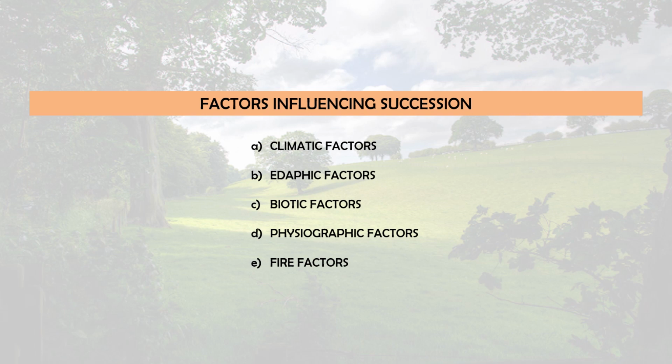So the macroclimatic conditions of a particular area are not as effective in the successional development as the microclimatic conditions. These little factors like temperature and rainfall play a major role in the succession rather than the macroclimatic conditions.